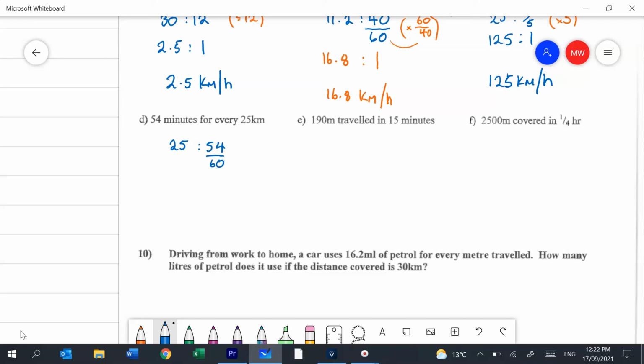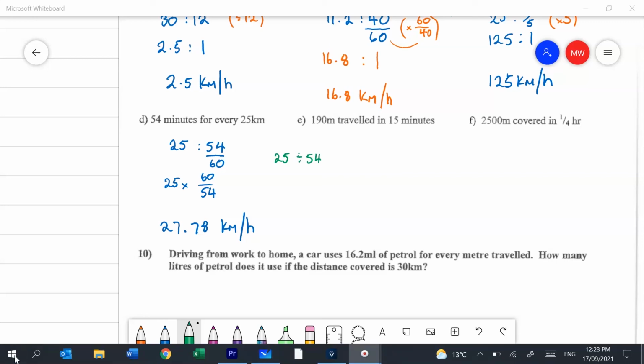So the way that we did this one last time was we took the 25 and multiplied it by 60 over 54. And that gave us our answer of 27.78 kilometers per hour. But we decided that if you found that quite challenging and you weren't too sure how we did that, the alternative was to take the 25 kilometres, because we know that we cover that in 54 minutes, and we could divide that down by 54.